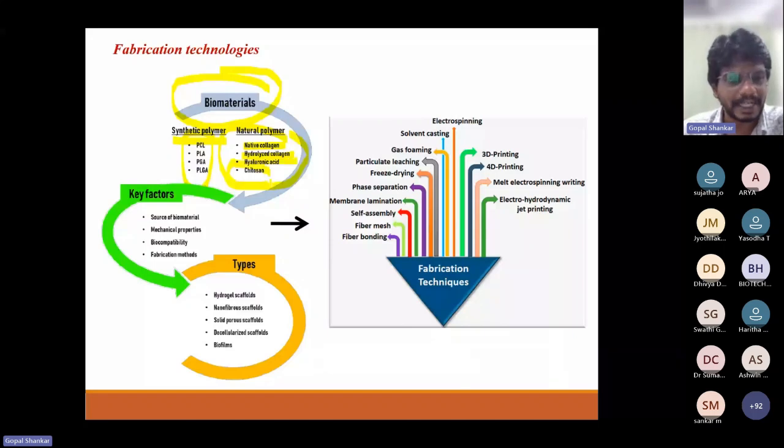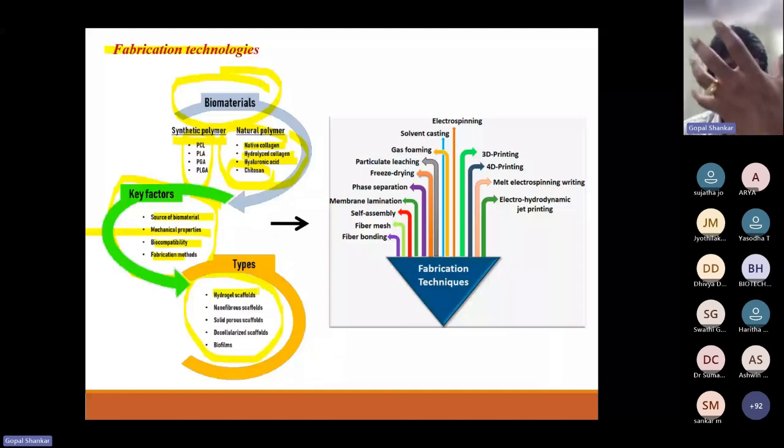So what are the key factors that are responsible when you go for this fabrication? The source of the biomaterial, what mechanical properties it has, the biocompatibility of the material, and the fabrication methods. And what type of scaffolds it can develop? It can be either hydrogel. Hydrogel is nothing but a material which has a high content of water. Or it can be nanofibrous, by electrospinning, or solid porous scaffolds, by lyophilization.